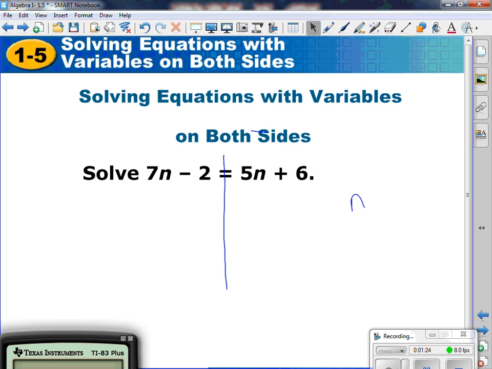Where are there more n's at? On the left or on the right? On the left. So I've got to move this 5n. How do I move something from one side to another? So what sign is really in front of this 5n? Positive. There's really a positive sign up front. So how do I move a positive 5n? Subtract, or negative 5n, negative 5n.